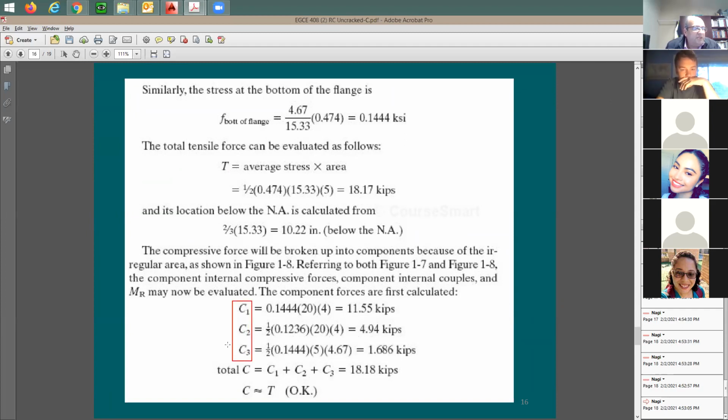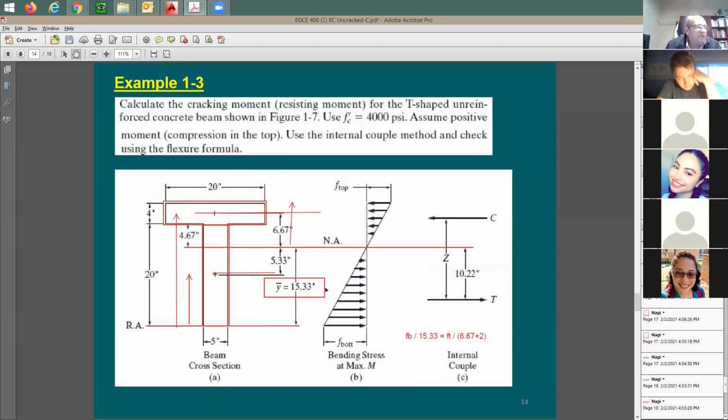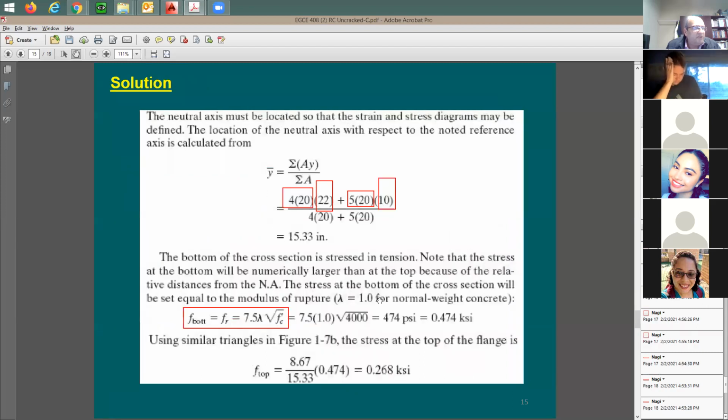For the total force, you can just add them all together, which is going to be the same as the tension force, as a check if you like, right? So let me find out C1, C2, and C3, and let me find out here the tension force T. How do you find out the tension force? I'm going to go back here. The tension force is going to be based on this tension, right? It's going to be equal to the stress at the bottom times 1533 divided by 2, multiplied by the width of the stem, 5 inches.